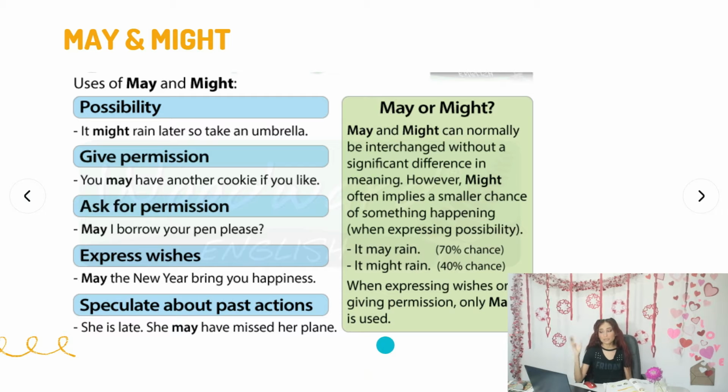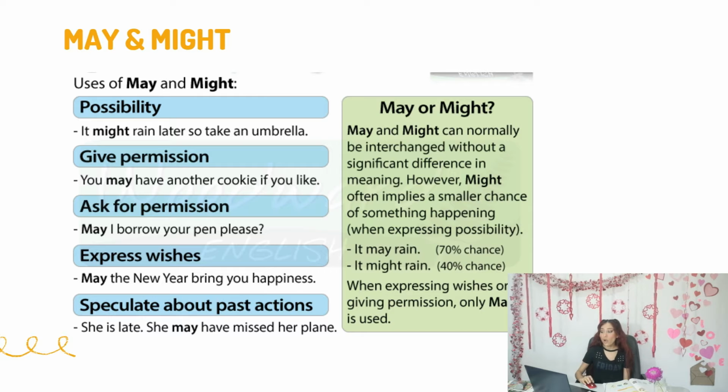Okay, sometimes in present. So what's the difference between may or might? May and might can normally be interchanged without a significant difference in meaning. It means that most of the times they are used the same way. It might be used for turning off the TV. It might be used for electricity. It may be used, etc. La que tú quieras usar.